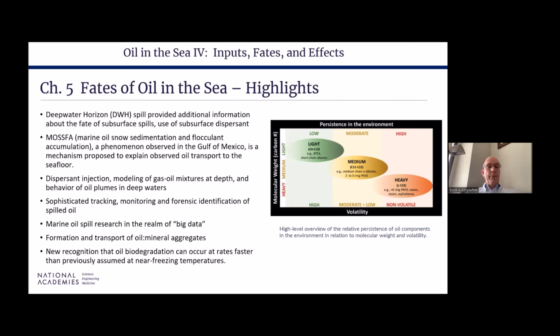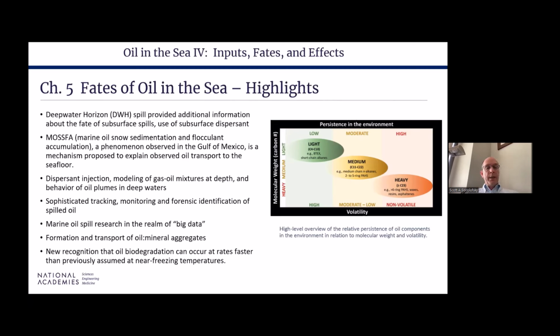Formation and transport of oil mineral aggregates, which links back also to the discussion where Berrin was mentioning that the terminology that's been used through the literature has been sometimes confusing, and also a lot of new research has been done in that particular area, and we summarize that.